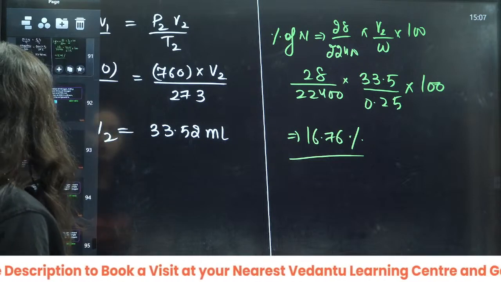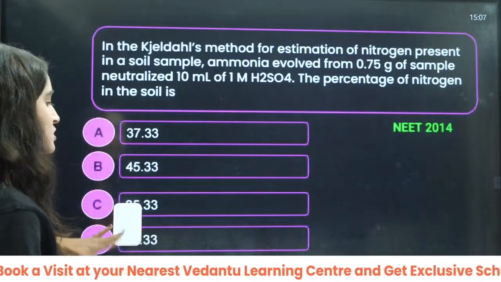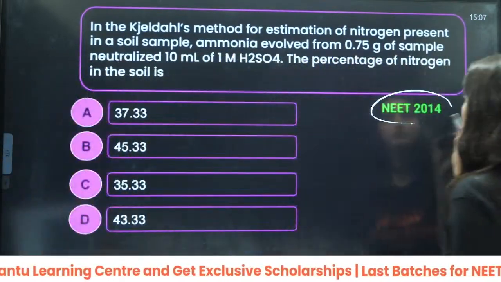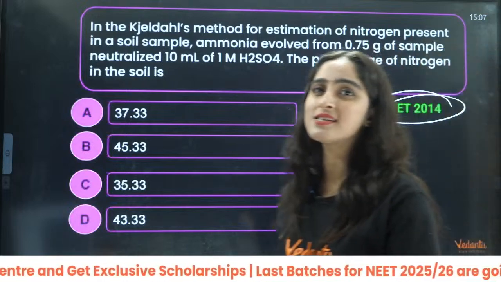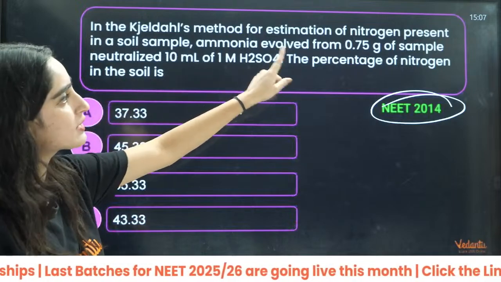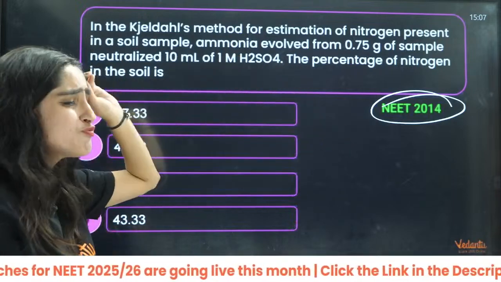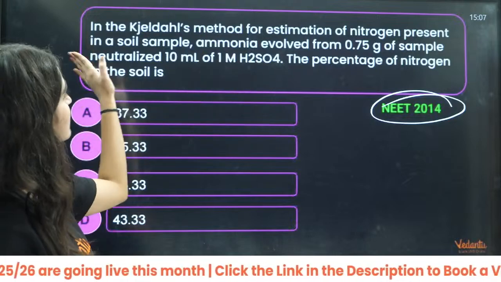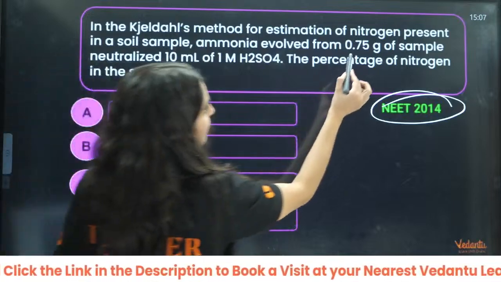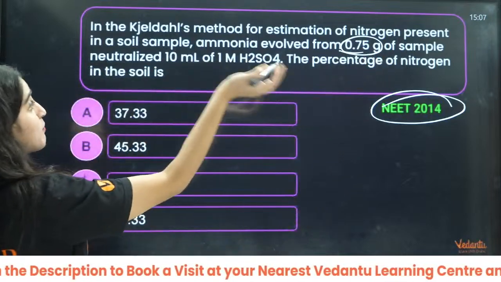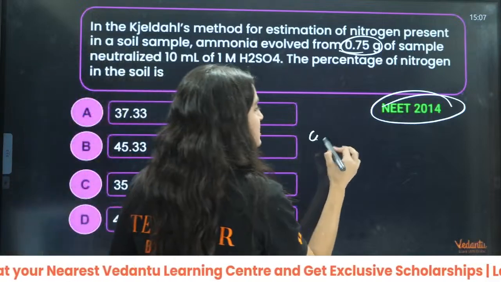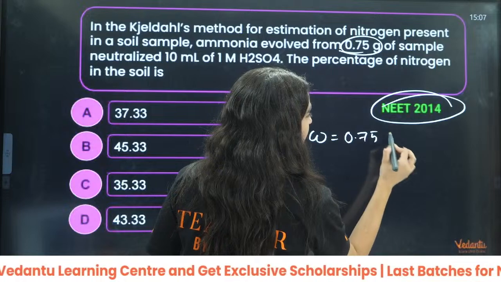Now we will see one more question exactly like this. Acha, this is the Kjeldahl method. Kjeldahl method asked in 2014. You can easily see these kind of questions in your NEET exam, right? So in the Kjeldahl method for the estimation of nitrogen, this is very simple. Nitrogen is present in a soil sample, ammonia evolved from this sample. Acha dekho. Ammonia evolved from 0.75 gram of sample. Sample means organic compound. That means W is given to be 0.75 gram.